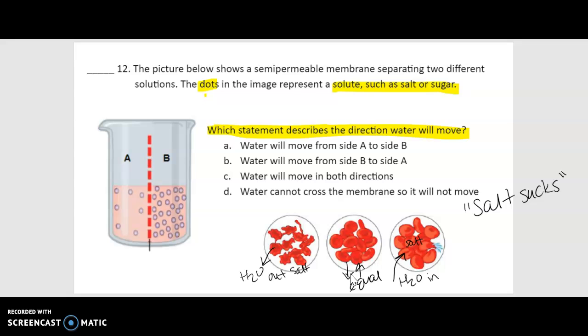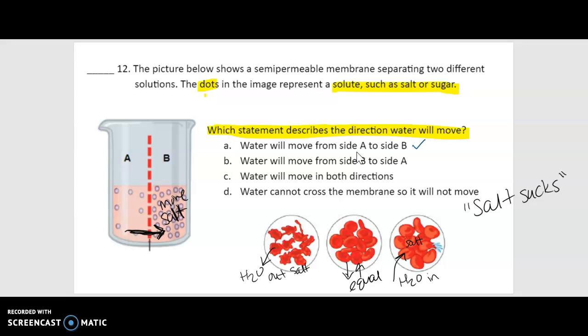So looking at our picture over here, we have more salt on the B side than the A side. So water is actually going to go from side A to side B to kind of even it out. Looking at our answer choices, we have A, water will move from side A to side B.